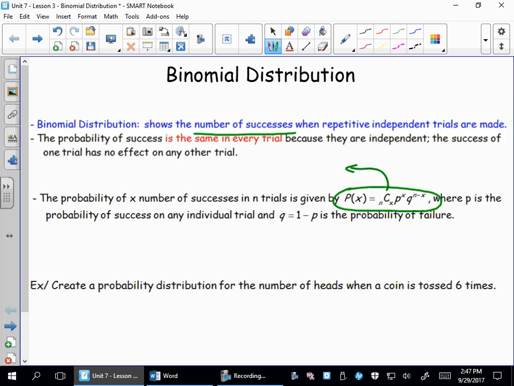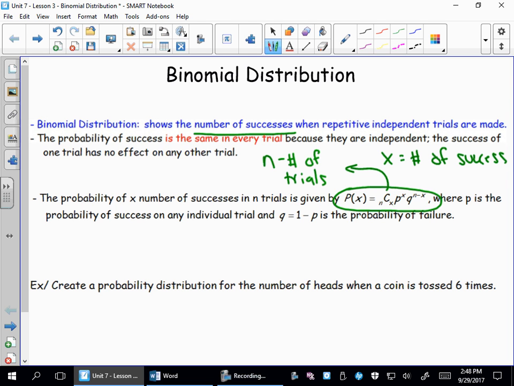We're made up of a combination, because the order that we get successes in doesn't matter. What matters is how many successes we have. So n choose x stands for n is our number of trials, how many times we're going to do something, and x would be your number of successes. How many times you were successful, how many times you counted the number of heads, let's say.